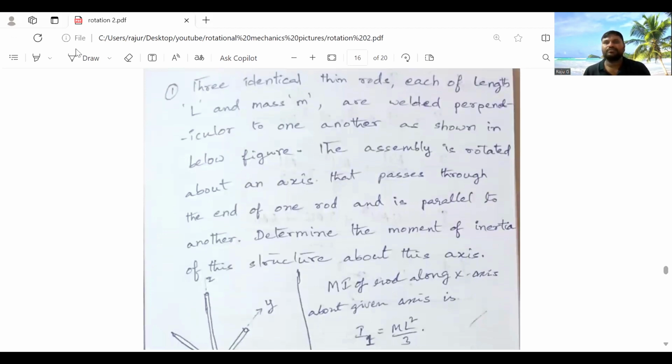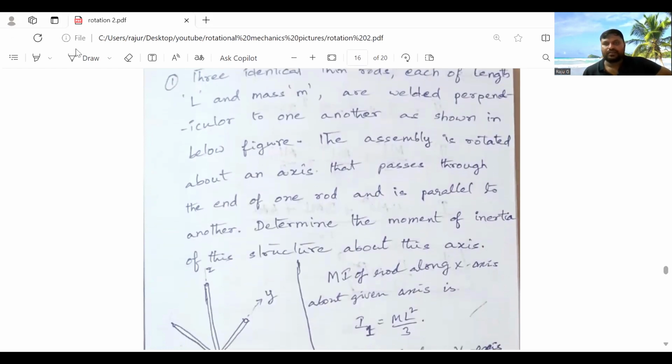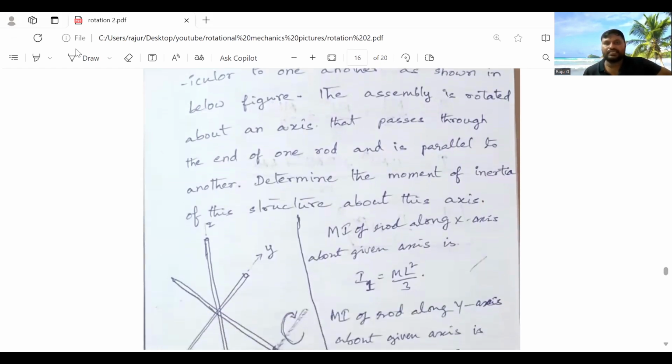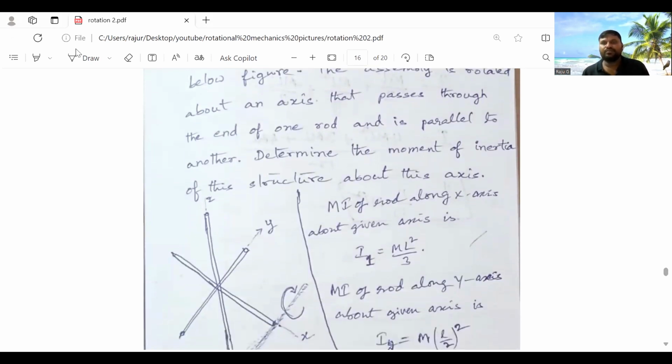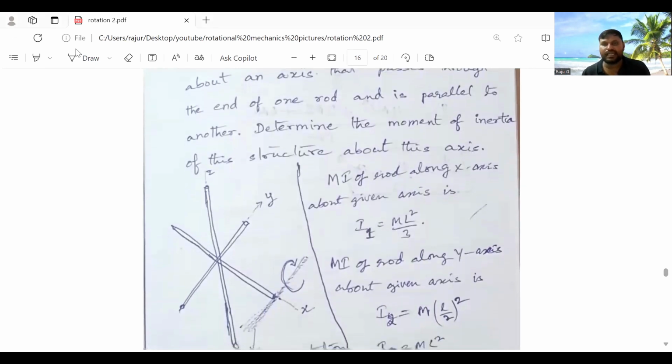Identical thin rods, each of length L and mass M, are welded perpendicular to one another as shown in the figure below. The assembly is rotated about an axis that passes through the end of one rod and is parallel to another. Determine the moment of inertia of the structure about this given axis.